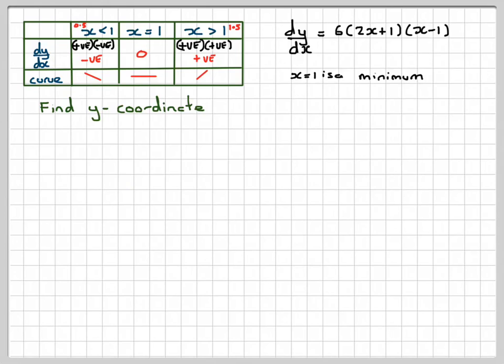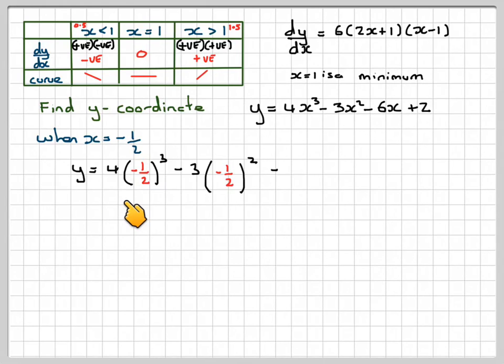Alright, find the y coordinate. Make sure you actually use y for this, not dy by dx, which is quite a common mistake, and then substitute in the values. So we've got 4 times minus a half cubed minus 3 times minus a half squared, minus 6 times minus a half plus 2. We're going to do it without a calculator.